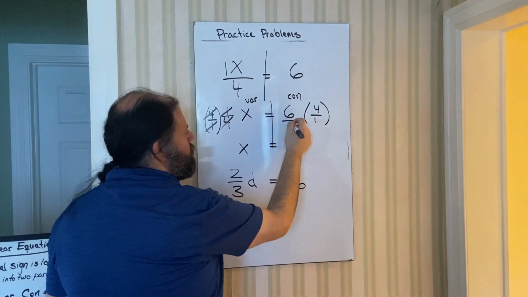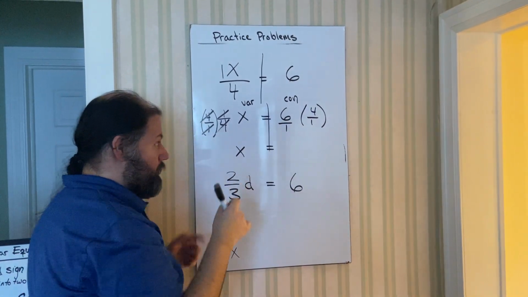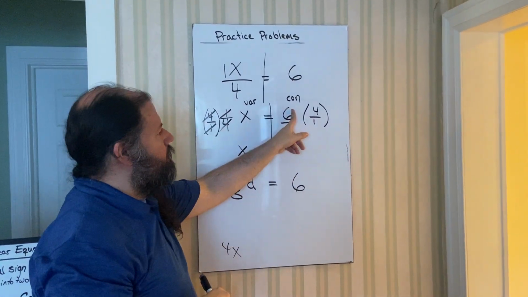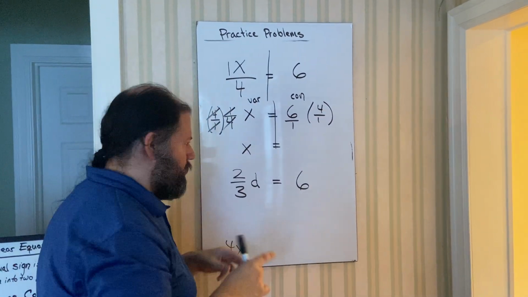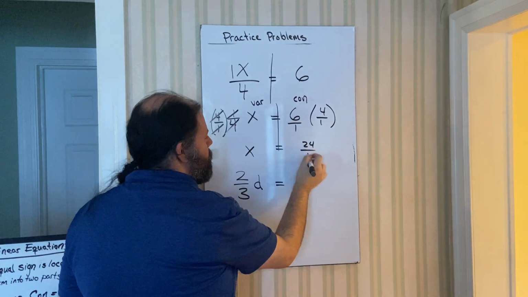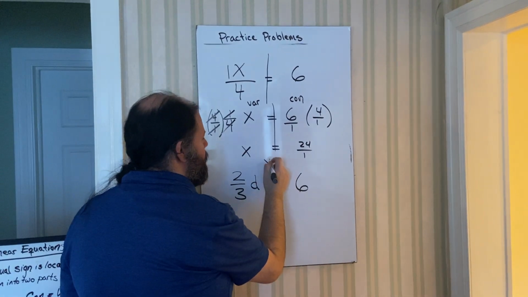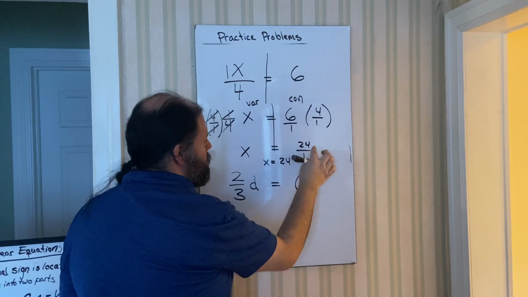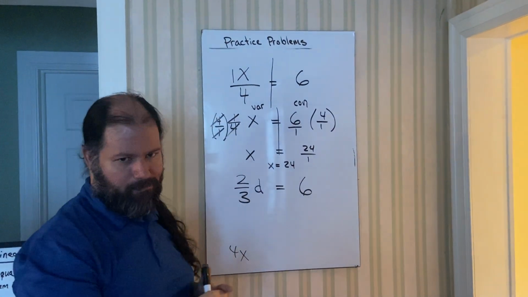Over here, since it's a whole number, you can put it over 1, because 6 over 1 is the same as 6. So that way we can do top was top, 6 times 4 is 24. Bottom was bottom, 1 times 1. So we know our answer is going to be 24, because 24 divided by 1 is 24.